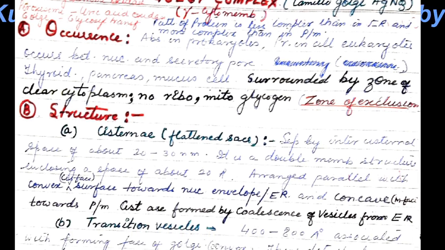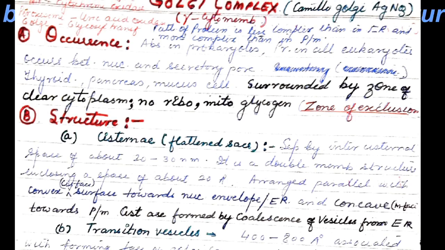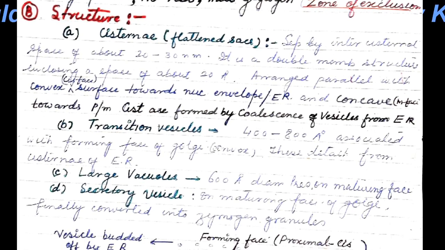Then come to the structure of Golgi complex. They exist in 3-4 forms. Flattened sacs, they are called as cisternae, and thereafter large transition vesicles which are having dimension of around 400 to 800 angstrom, and they are majorly found on the forming face of the Golgi, which is convex. I told you in the lecture.